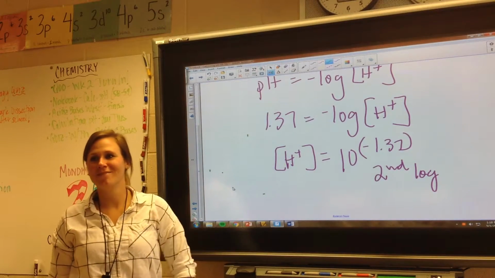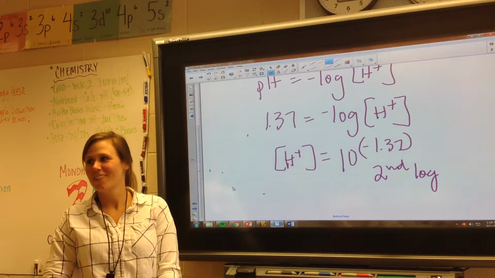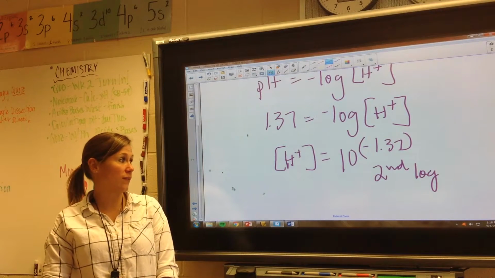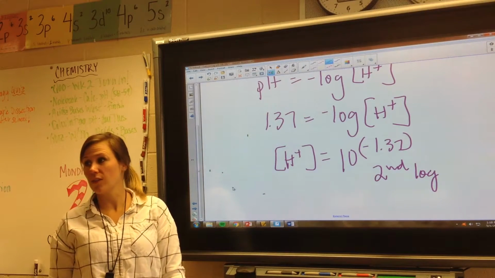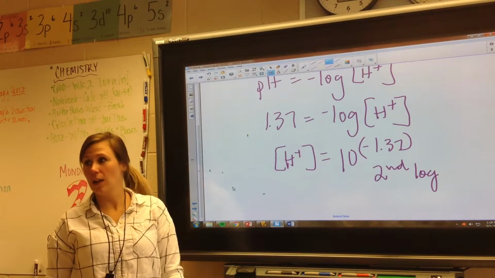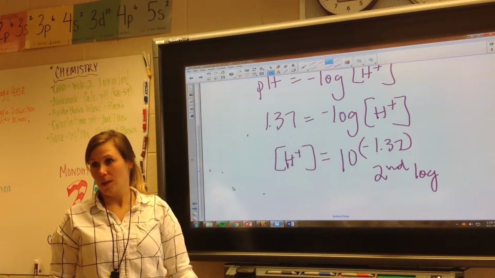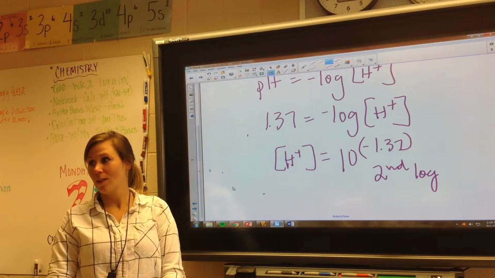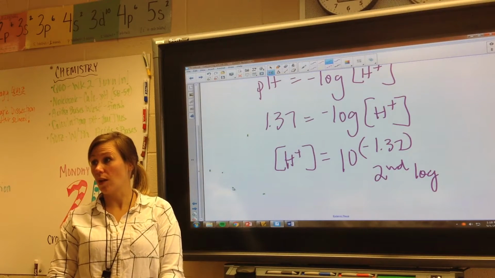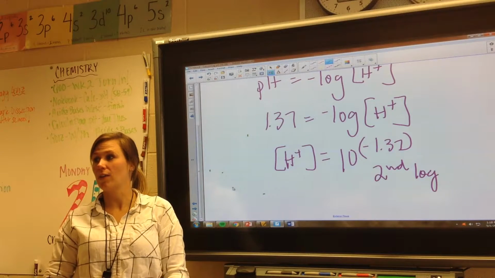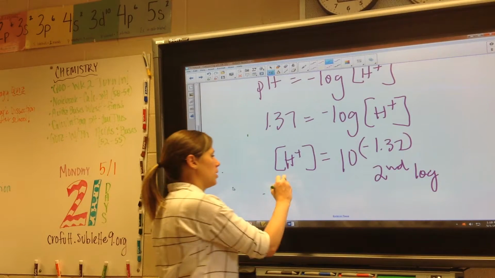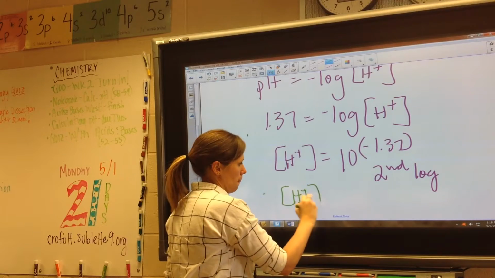Solve for that. It does work. Make sure you have the negative 1.37. So you take second log and then type in negative 1.37. Right, it's a concentration, right? It's not a pH. So what number do you come up with, Tyler?